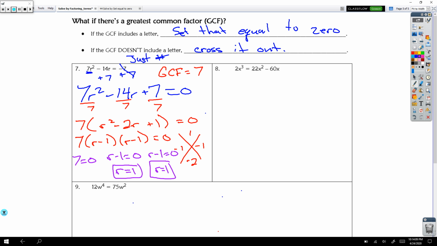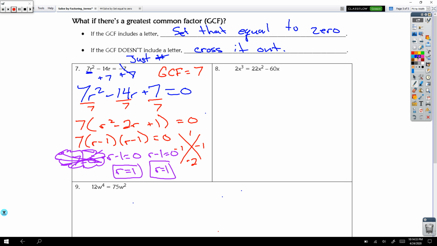Now, the issue here is looking at this right here. Now, it's just a number. There's no variable there. So when you look at it, it doesn't really make sense. It just says 7 equals 0. That's not true, and we can't do anything with it to make it true. So we just cross that out. Okay, that doesn't give us a solution or an answer. It just makes factoring easier.